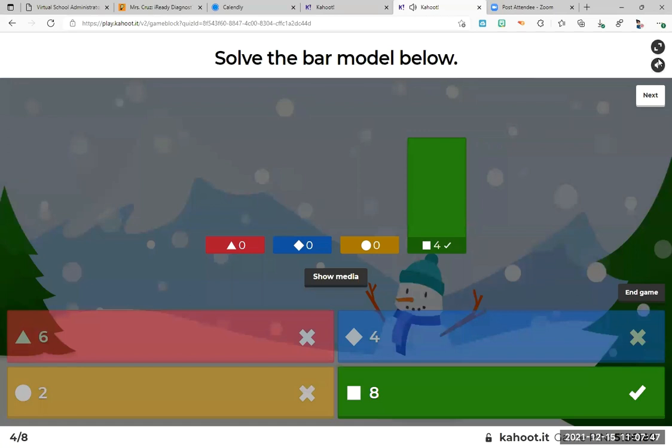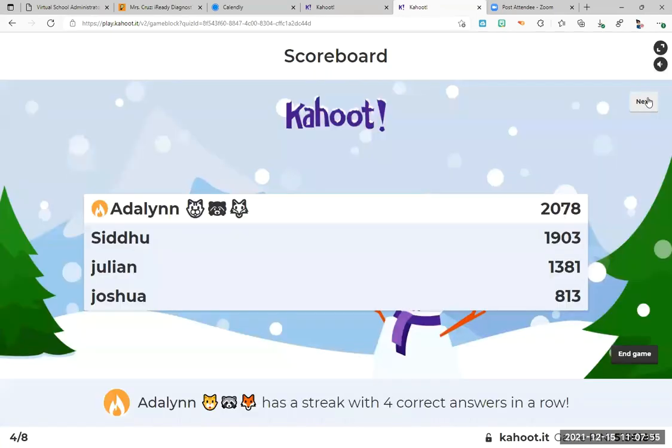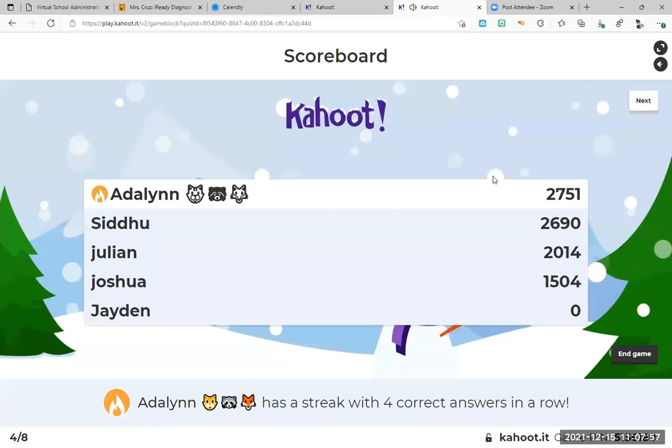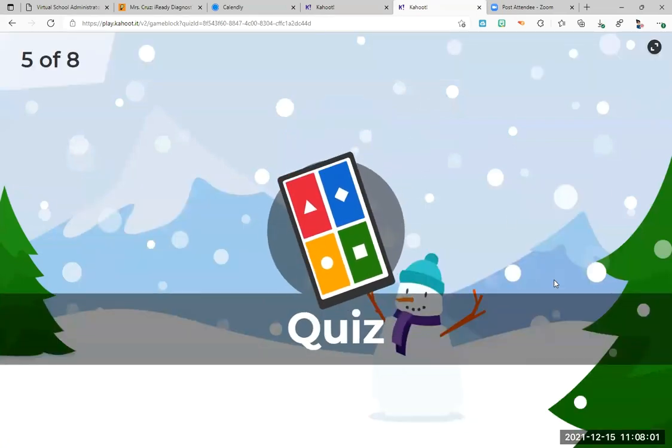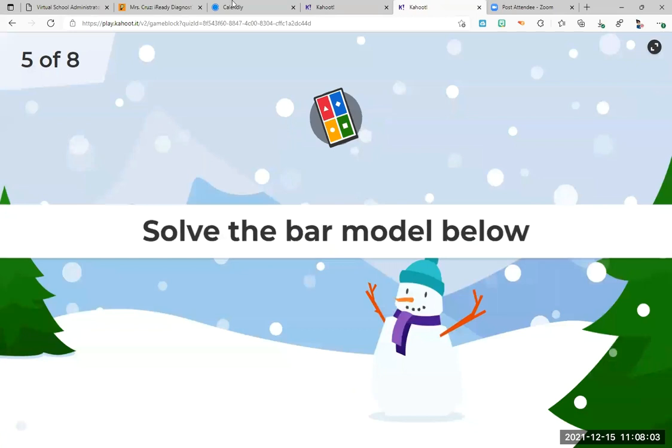Yay, that was so easy. I love that one. Definitely. They needed to know how many birds were there before they flew away. So put the two parts together. The birds that are still there and the birds that flew away, you have the total. All right, let's go on to number 5.